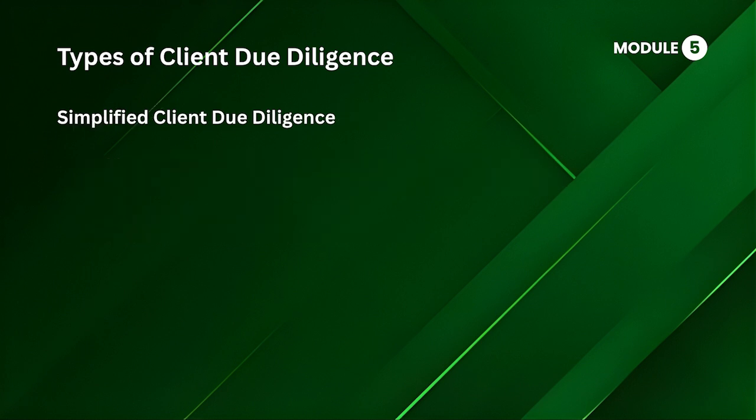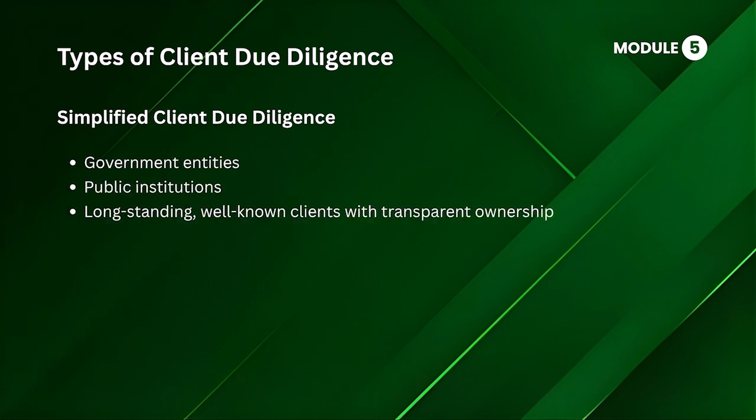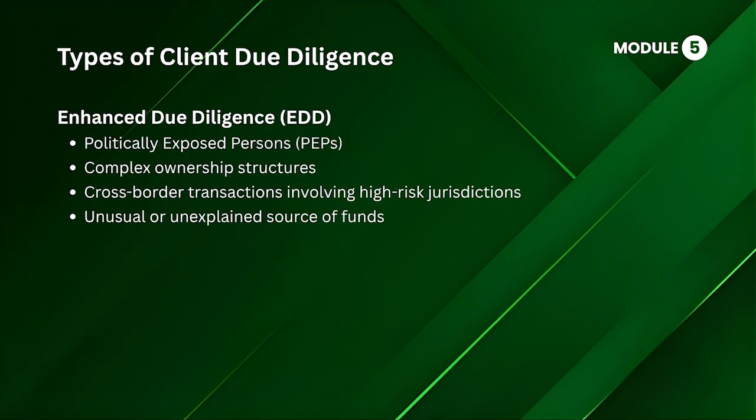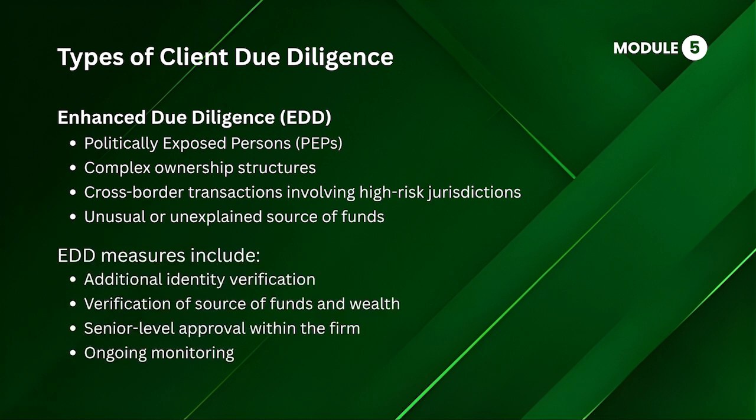Simplified client due diligence may apply in low-risk situations, such as government entities, public institutions, long-standing, well-known clients with transparent ownership. Even in these cases, simplified client due diligence must be documented and justified. Enhanced due diligence is required in higher-risk scenarios, including politically exposed persons, complex ownership structures, cross-border transactions involving high-risk jurisdictions, and unusual or unexplained sources of funds. Enhanced due diligence measures include additional identity verification, verification of the source of funds and wealth, senior-level approval within the firm, and ongoing monitoring.